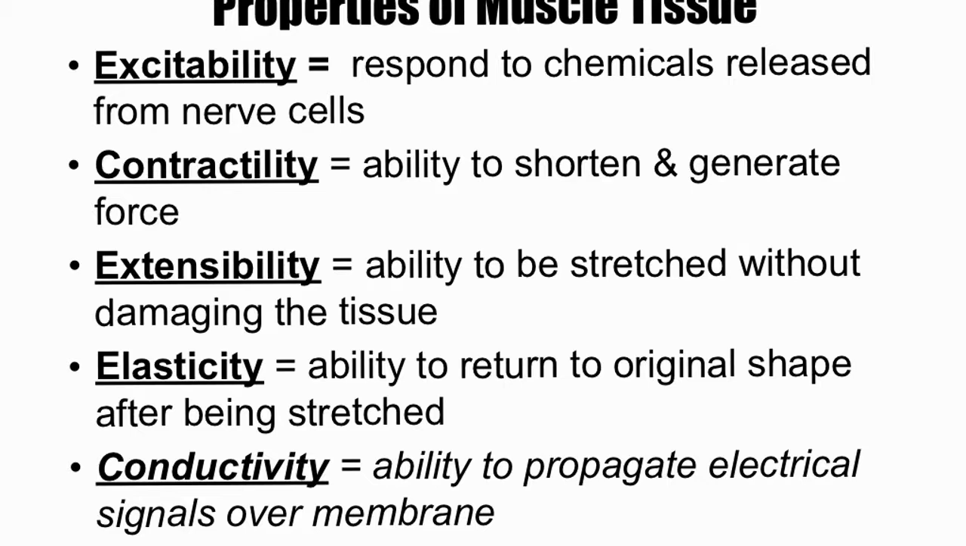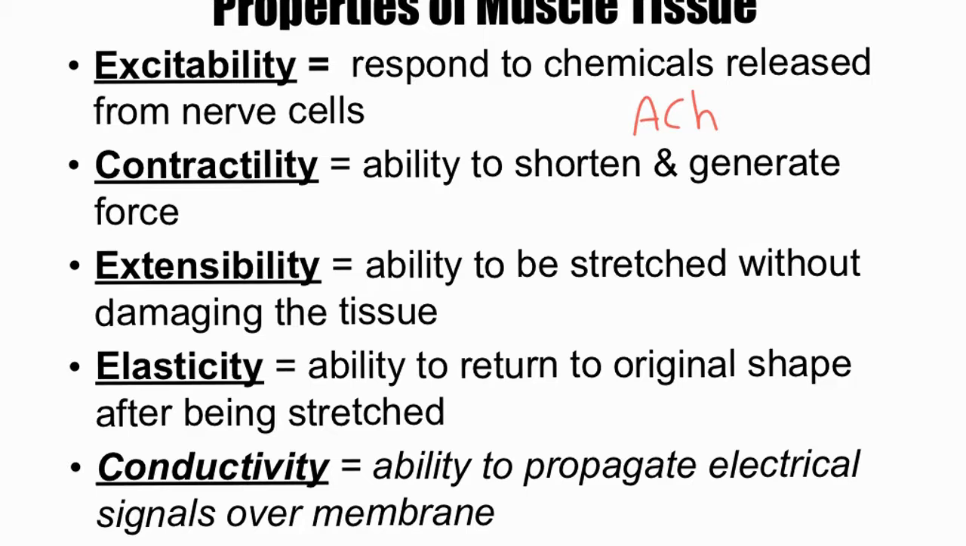Now, a few properties of muscle tissue. Number one, muscle tissue shows excitability, which basically means they will respond to chemicals released from neurons. Remember, that chemical for skeletal muscle is going to be acetylcholine, or ACh. So muscles respond to these chemicals when they're released from nerve cells. Number two is pretty easy, contractility, which means muscles have the ability to shorten in length. And the opposite of that is extensibility, which means muscles have the ability to stretch or get longer in length.